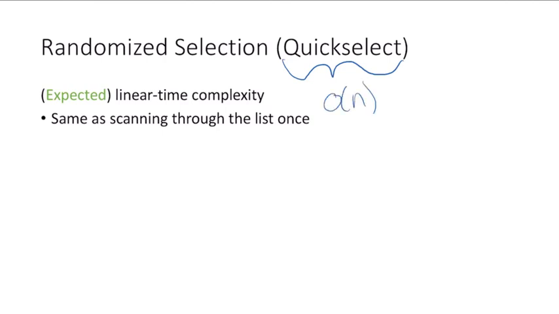The average is another way to say that. Which is the same as scanning through the list once. So on average, it's no more work than just looking at every single element, which is great.